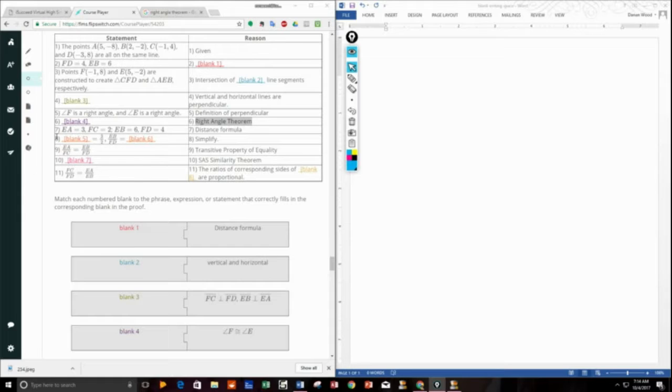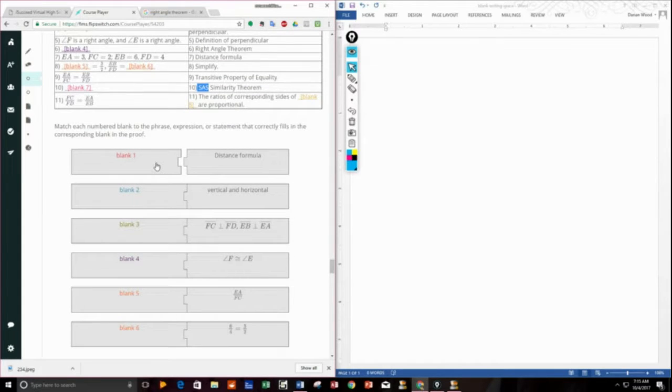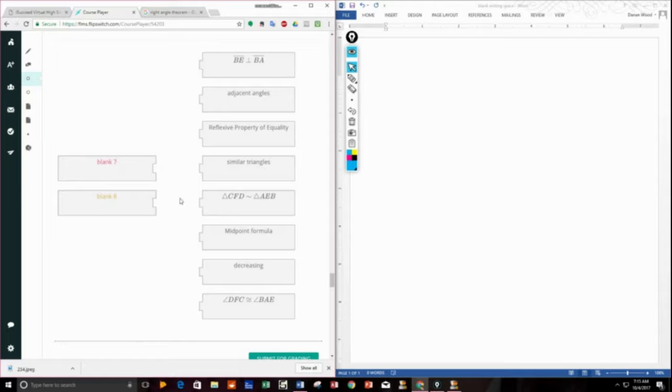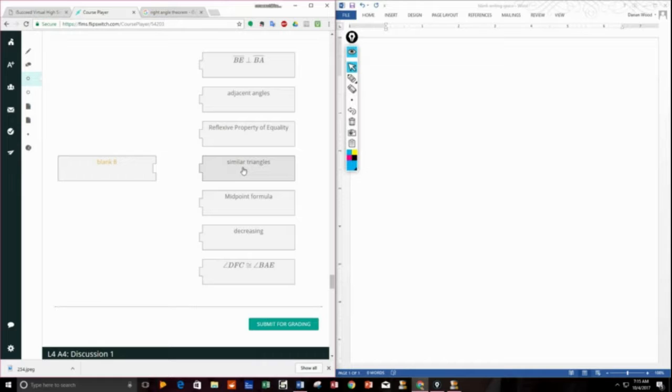Alright, so now moving on, EA divided by FC, which was 3 halves, equals EB over FD, which reduced down to 3 halves, and that's the transitive property because they both equaled 3 halves. Blank 7, given the side angle side similarity theorem. I know that side angle side has to do with similar triangles, so for blank 7, I'm going to look for anything that has a similar triangle, and that is the statement. The one that says similar triangles right here, that's a reason.